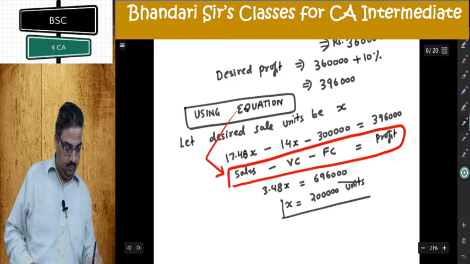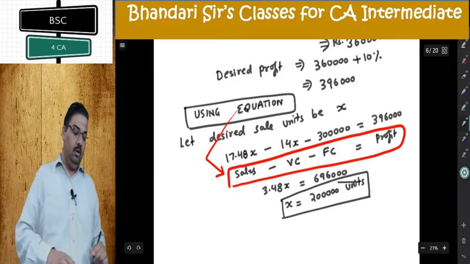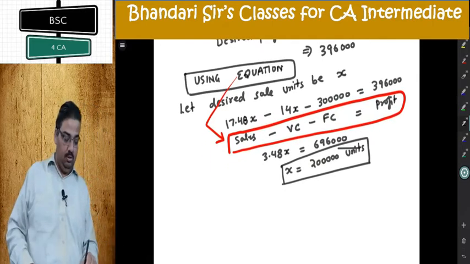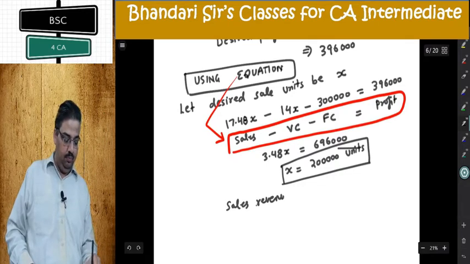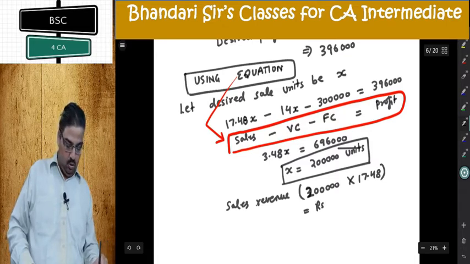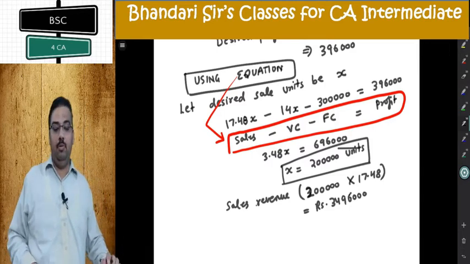Is X the answer? No. Sale revenue is going to be the answer. Sales revenue is 2 lakh multiplied by 17.48 per unit. Rupees 34,96,000 is going to be the sales revenue.